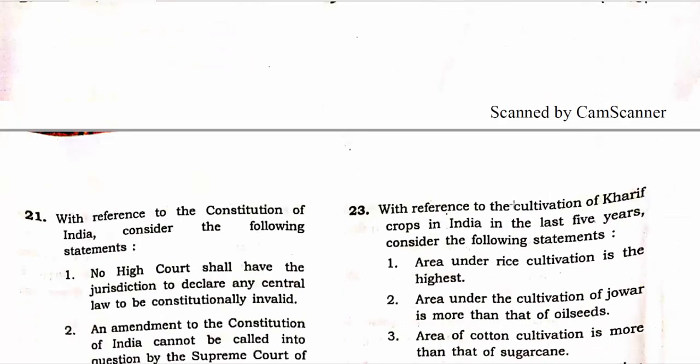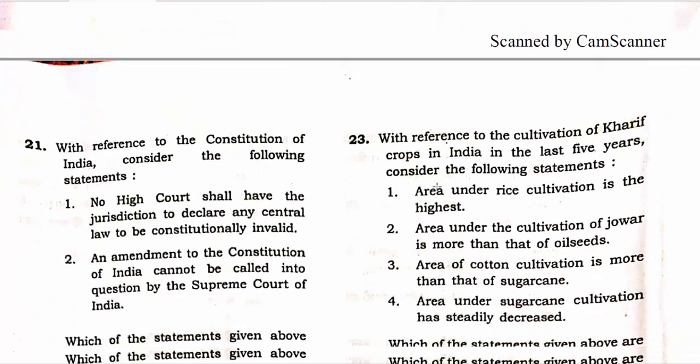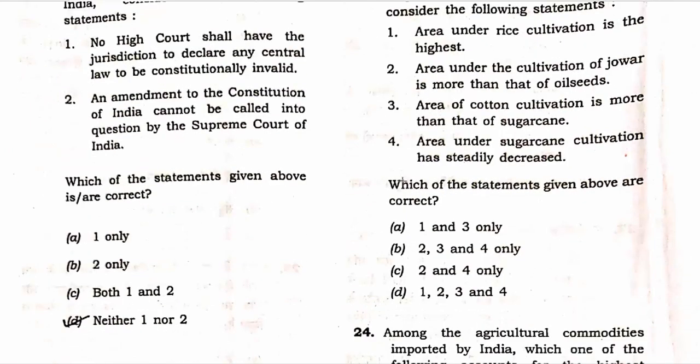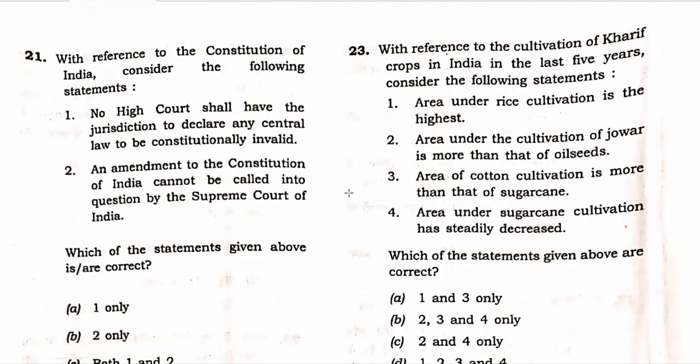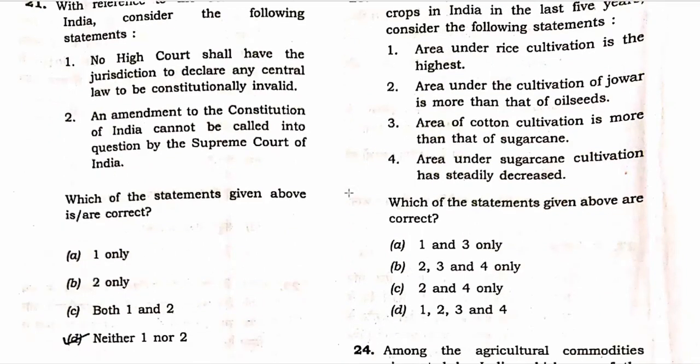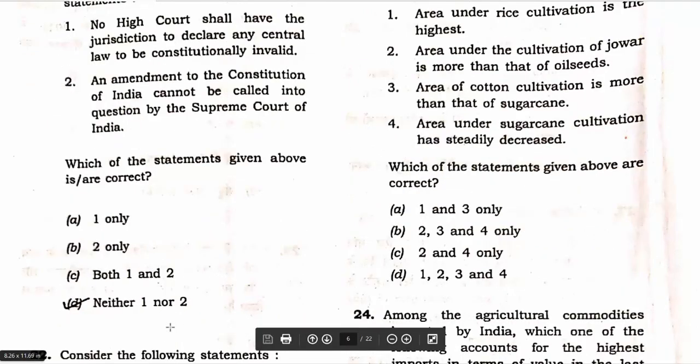Then with reference to the Constitution of India, you need to consider the following statements. Again, this is something related to an analytical mindset. You don't have to do much about it, but simple logic would have helped you to sail through the paper. No High Court shall have the jurisdiction to declare any central law to be constitutionally invalid. This just can't be an answer. An amendment to the Constitution of India cannot be called into question by the Supreme Court of India. Again, this is something extreme. It cannot be an answer at all. For this, the answer is D, neither 1 nor 2.